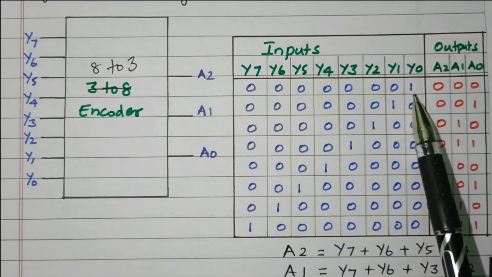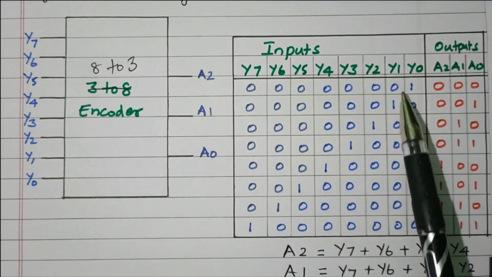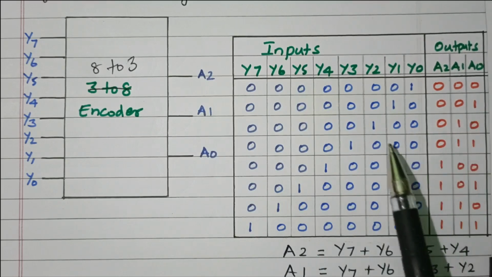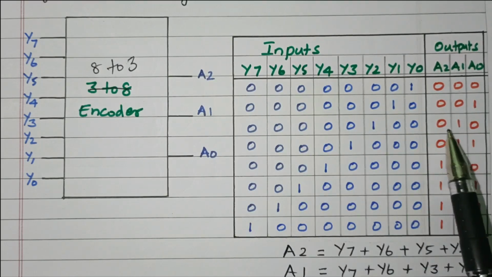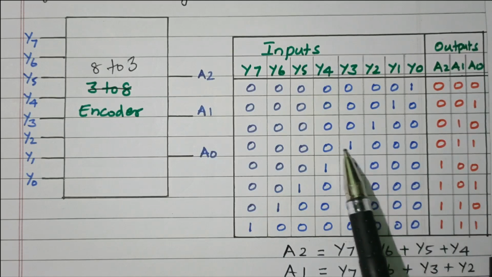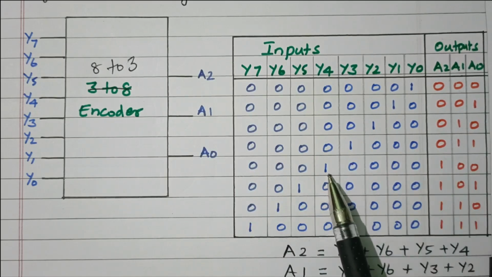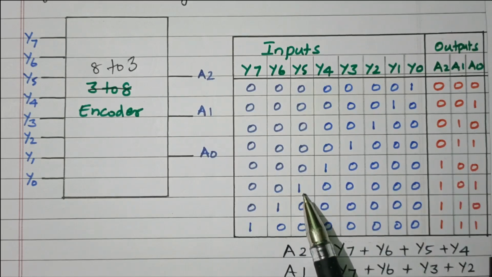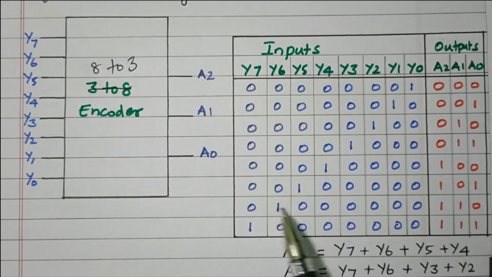If y0 is 1 and all other digits are 0, we'll get the first combination 0 0 0. If y1 is 1, other digits are 0, second combination 0 0 1. If y2 is 1, other digits are 0, we'll get the third combination 0 1 0. If y3 is 1, other digits are 0, fourth combination 0 1 1. Then y4 is 1, other digits are 0, fifth combination 1 0 0. y5 is 1, other digits are 0, sixth combination 1 0 1. y6 is 1, other digits are 0, seventh combination 1 1 0.